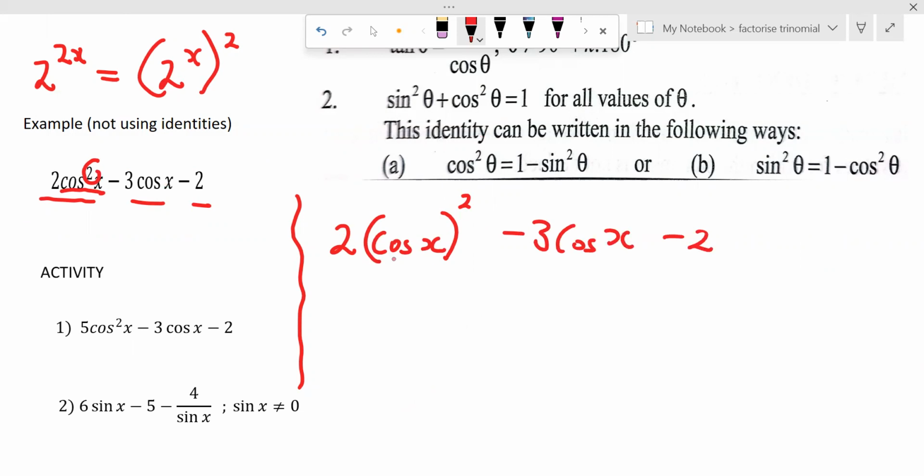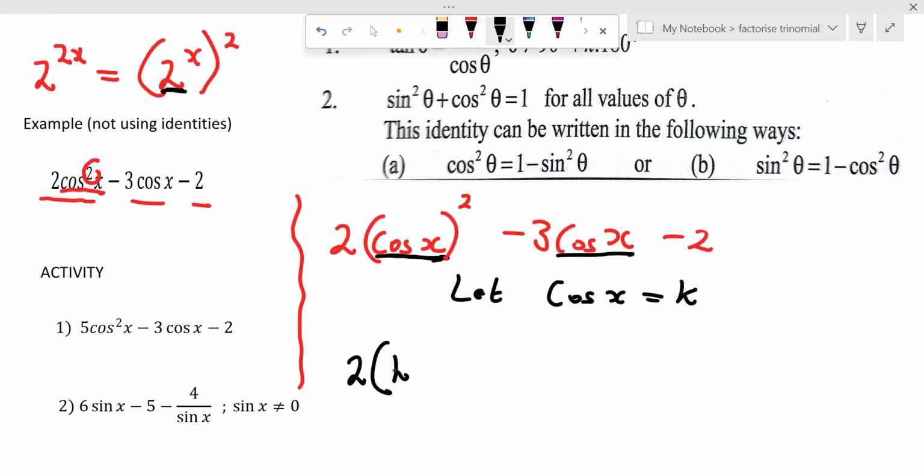Now here, if you still can't see that this is a trinomial and a quadratic, try using what we call the k method, which says, let whatever is inside the bracket, just like when we're doing exponents where we say let 2 to the power of x be k, be k. So here we'll say, let cos x be k, meaning everywhere I see cos x, I will put k. There's a cos x here, I will put k. There's a cos x here, I will put k. Then I will be left with 2 open bracket, then k all squared minus 3 cos x minus 2.